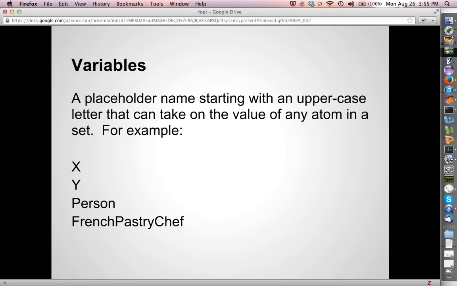A variable is a placeholder. It's like a variable in a programming language or in algebra. It's a name that starts with an uppercase letter, and it can take on the value of any atom in a particular set. By convention, these are written starting with an uppercase letter. So, for example, X, Y, Person, FrenchPastryChef, whatever. These are variables that are placeholders that you can plug an atom from a set into.